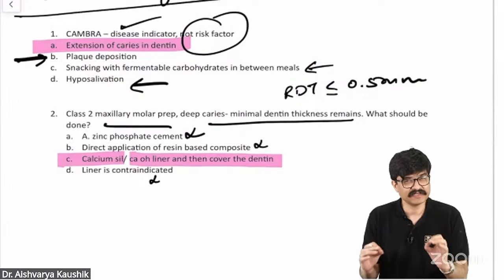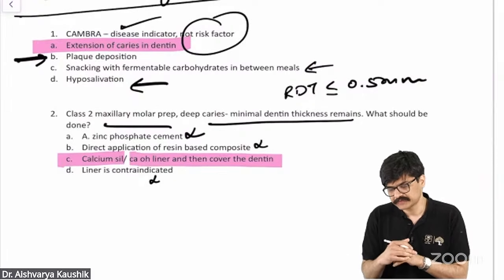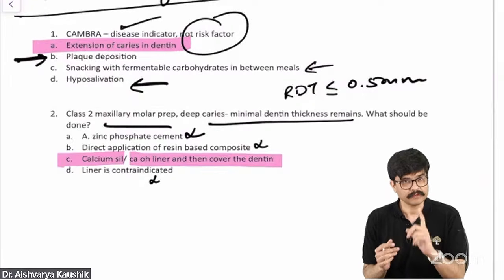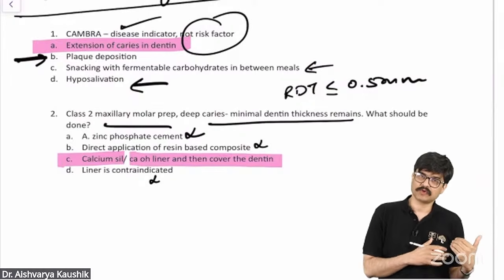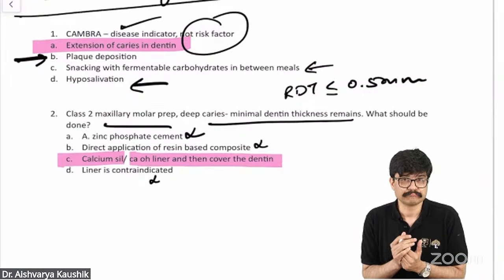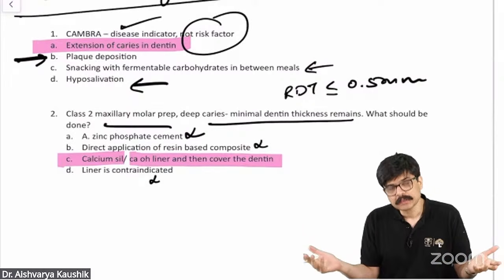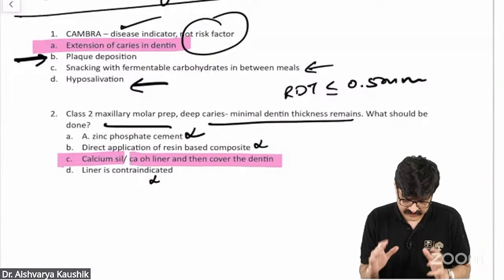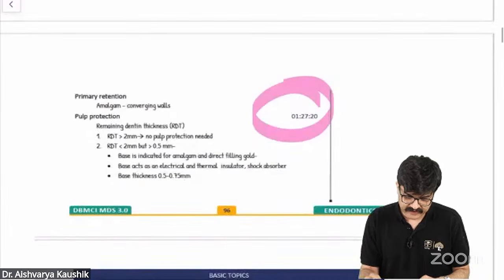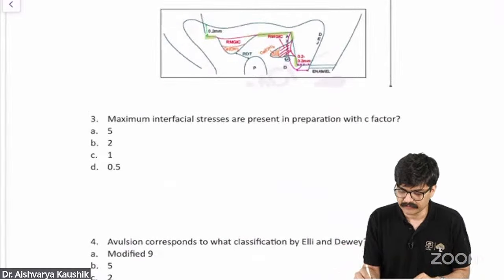That's very clearly written in Phillips, as I've told you many times, and mentioned in another part of the dental materials part of your dental cements chapter also: if you have RDT of less than or equal to 0.5 mm, you have to place at least a cavity varnish or preferably a calcium hydroxide liner below the base of a zinc phosphate cement, should you decide to do a direct filling gold or an amalgam restoration. So the answer is simple: calcium silicate or calcium hydroxide liner, and then cover the dentine. Next question, guys. So that's a screenshot. Maximum interfacial stress are present in preparation with CFAT.